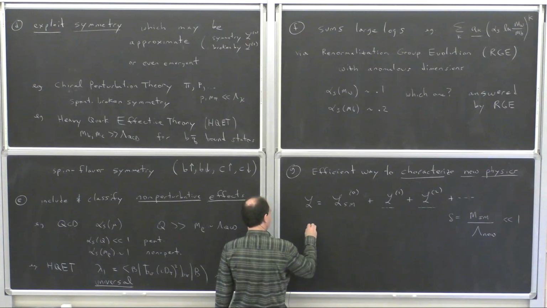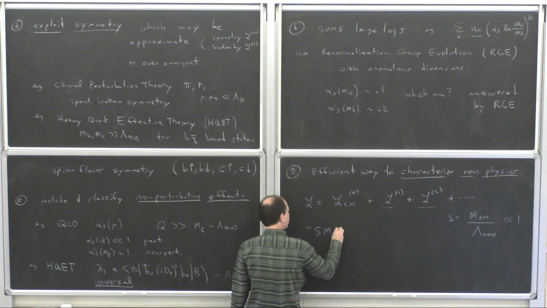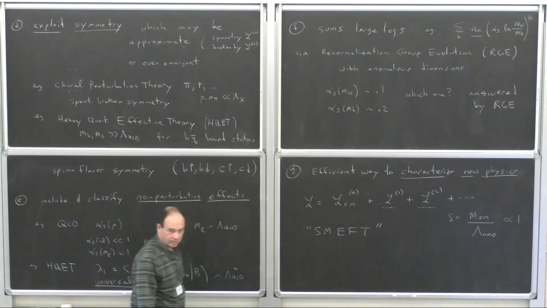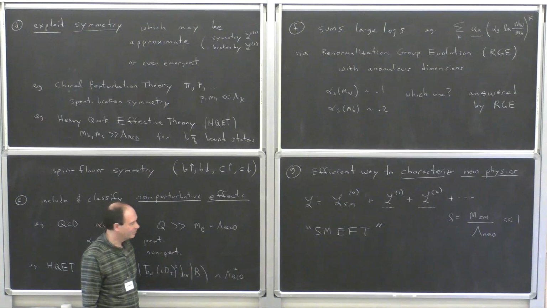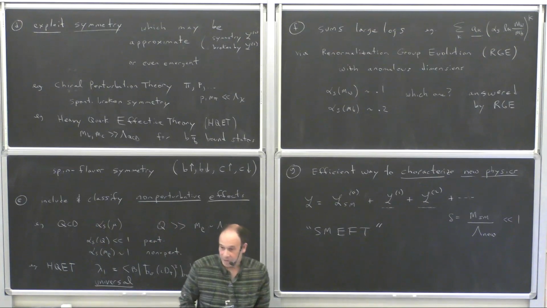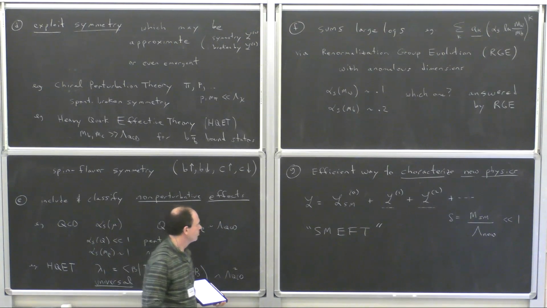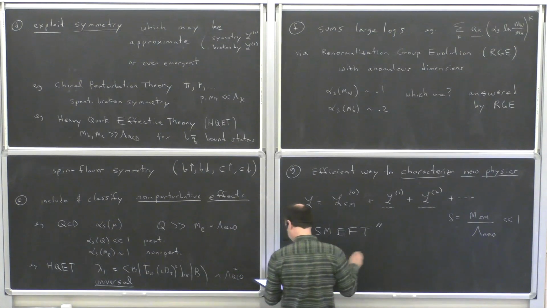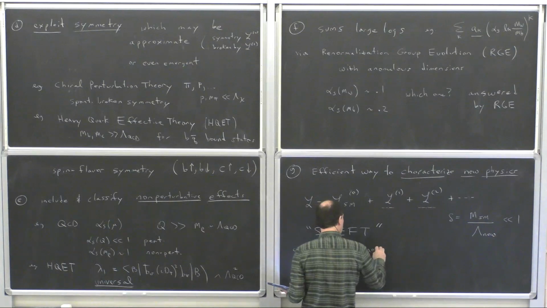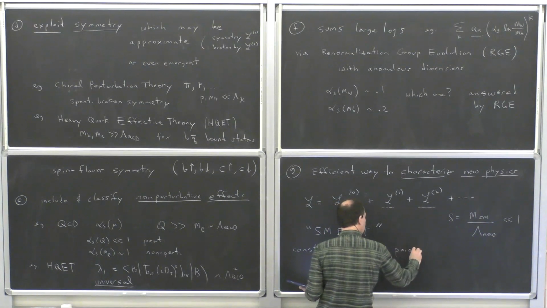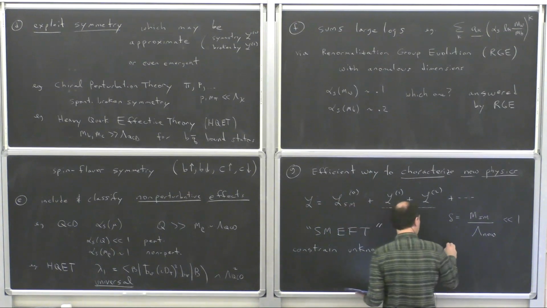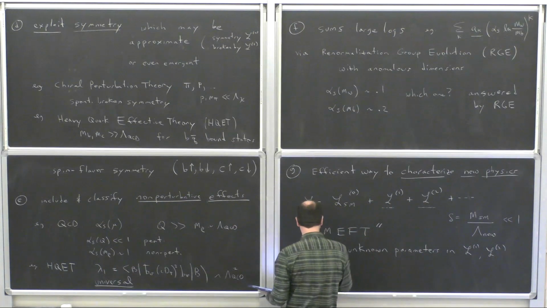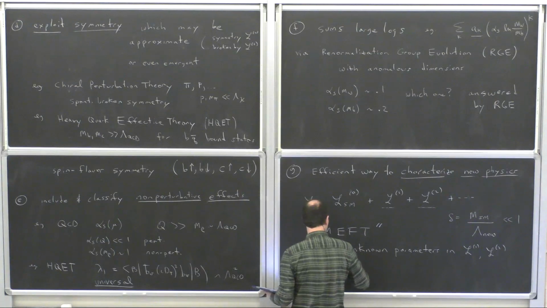And this is called, in the particle physics literature, the standard model EFT approach to looking for new physics, so SMEFT for short, and it's a very powerful technique. So let me just write what I said. We constrain the unknown parameters in L1 and L2 by data, and that puts constraints on new physics.